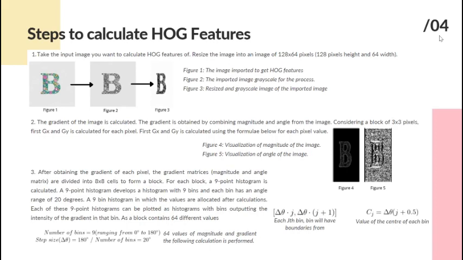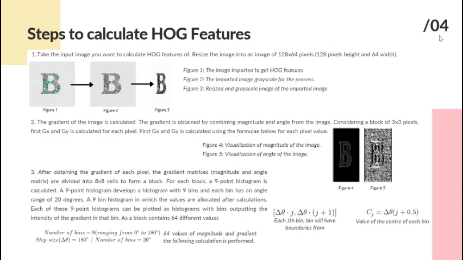The second figure shows the imported image in grayscale for the process. The third figure shows the resized grayscale image of the imported image. The gradient of the image is calculated by combining magnitude and angle from the image. Considering a block of 3 by 3 pixels, first Gx and Gy are calculated for each pixel.